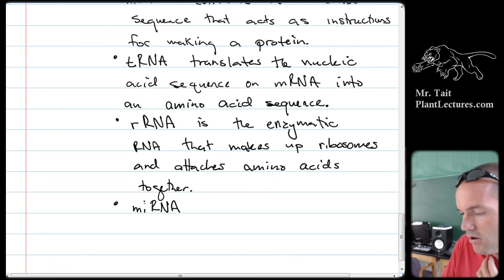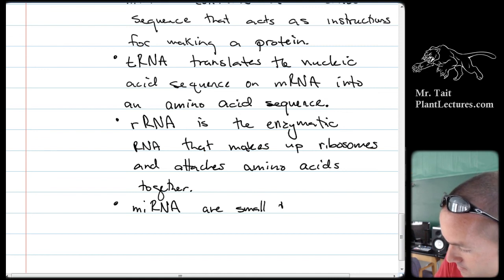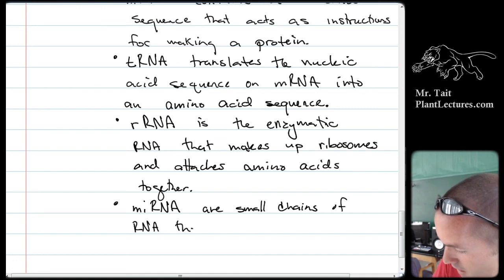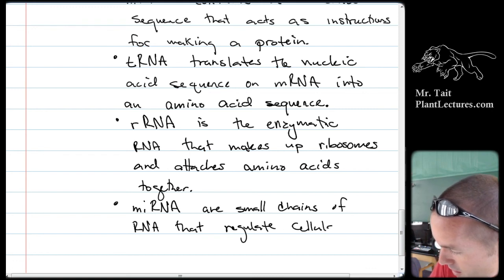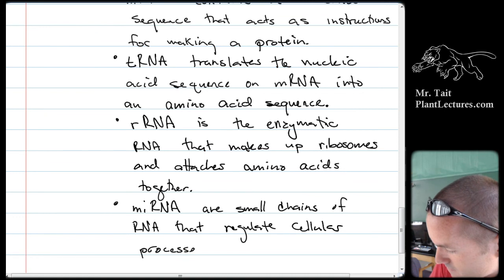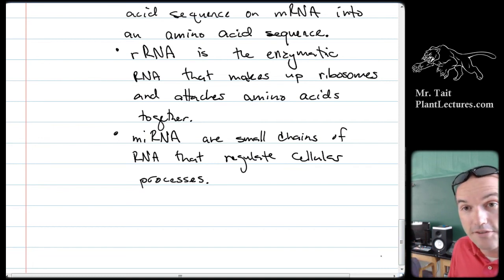miRNA, microRNA. This stuff does so much stuff. But the vast majority of what it does is regulation. So microRNA regulates cellular processes. So miRNA are small chains of RNA that regulate cellular processes. So what do I mean by this? They regulate things like the cell cycle.